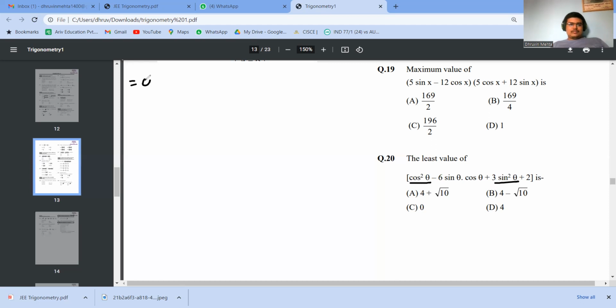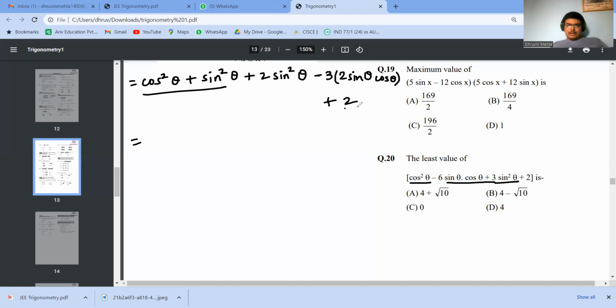So let's do one thing. We can write this as cos square theta plus, I'm writing 3 sin square theta as sin square theta plus 2 sin square theta. And sin cos is together, guys, so which formula? Sin 2 theta. So we write this as 3 into 2 sin cos, and we have plus 2. So cos square plus sin square becomes 1, 1 plus 2 becomes 3. So now we have 3 plus 2 sin square theta minus 3 sin 2 theta.